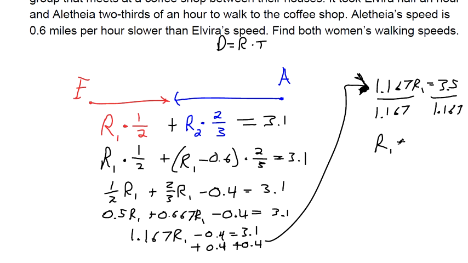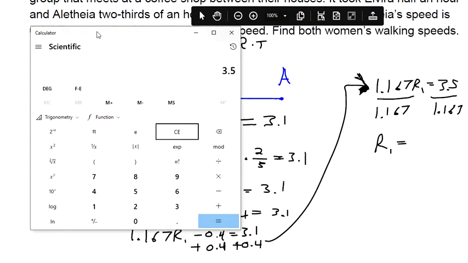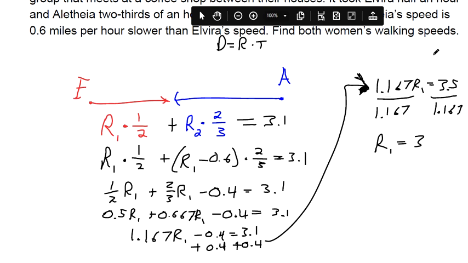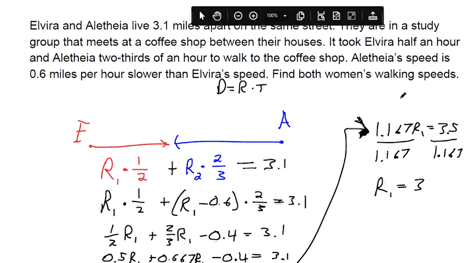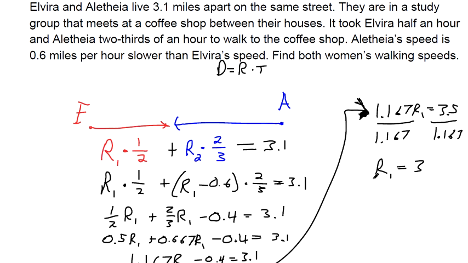So r sub 1 equals 3.5 divided by 1.167. So that's 3 if we round. Okay, so one person's speed is 3 miles per hour. And that was r sub 1, Elvira's speed. So that means Alethea's speed, which was r sub 2, is 0.6 miles per hour slower, so it's 2.4.